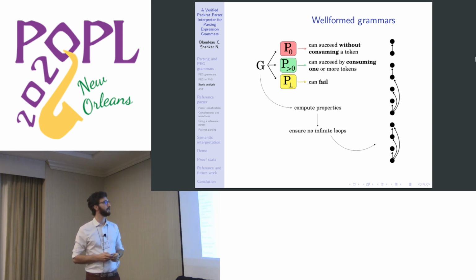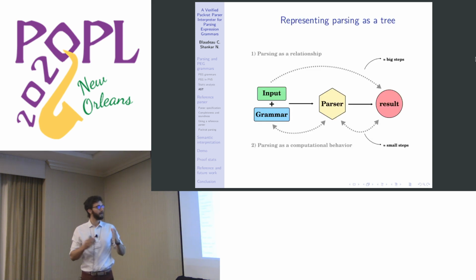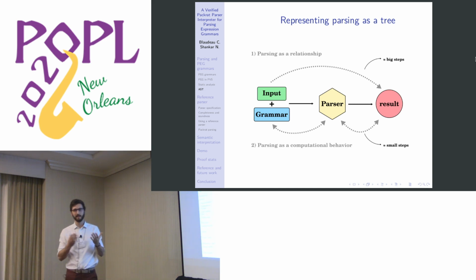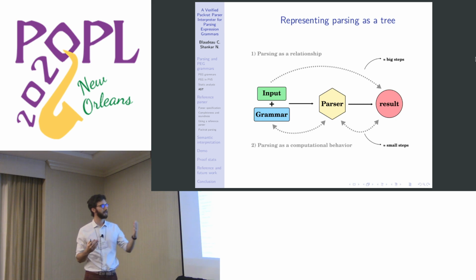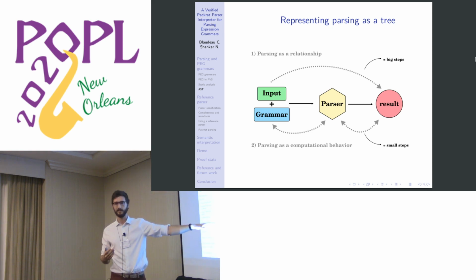I invite you to take a look at them. But once you have well-formed grammars that ensure termination of parsing, you can move on to define what parsing actually is. What is parsing? There are basically two ways of looking at it, which is kind of the same difference between big step semantics and small step semantics.